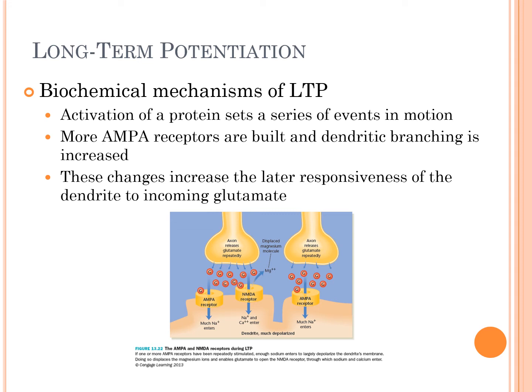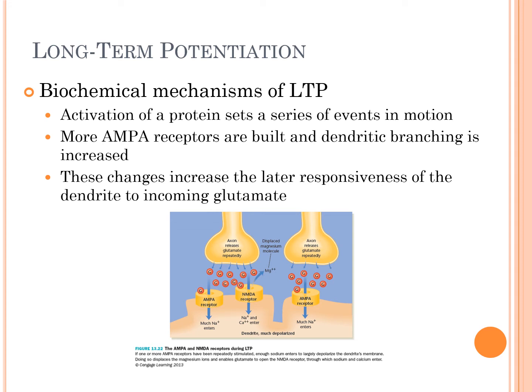As we get enough sodium and enough activation of the AMPA receptors so that the cell is depolarized, that magnesium pops out of the NMDA receptor because it's no longer attracted to the negative polarity, since the cell is no longer negative. Glutamate can then activate the NMDA receptor, which also allows in sodium, but also allows in calcium, which is also a positively charged ion.